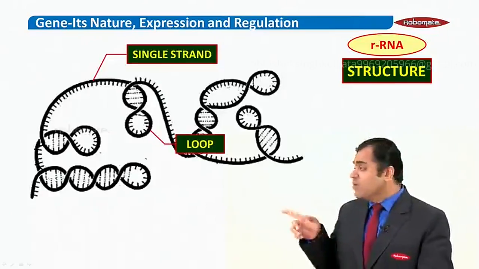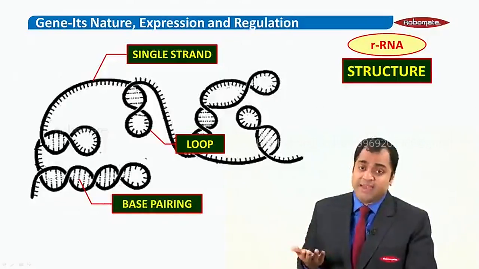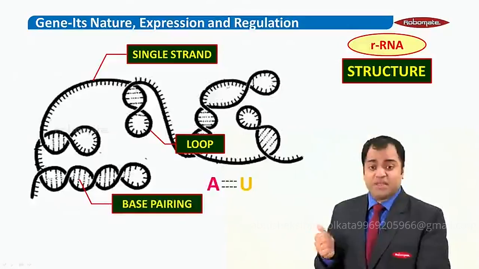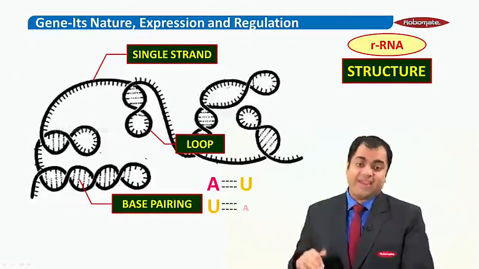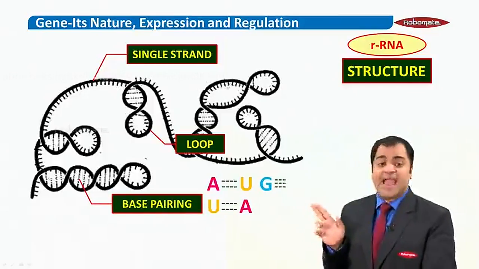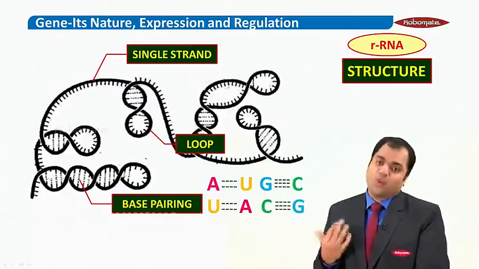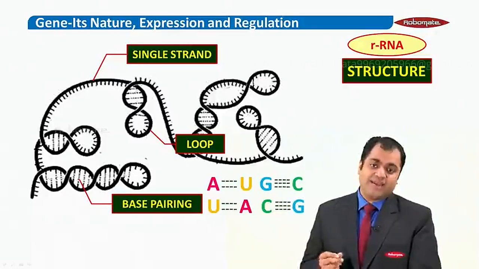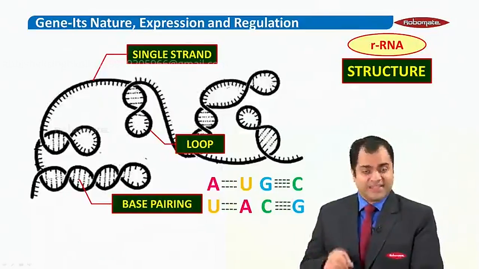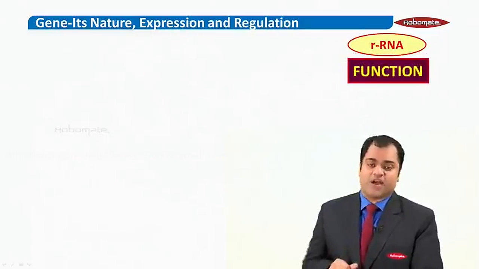Yes? And wherever you are seeing the folds, there will definitely be base pairing between bases A and U with 2 hydrogen bonds, or U and A with 2 hydrogen bonds again, or the pairing will be between G and C with 3 hydrogen bonds, or C and G once again with 3 hydrogen bonds, right? That is how base pairing will be seen in rRNA. Is that okay? Now let us see what is the main function of rRNA.